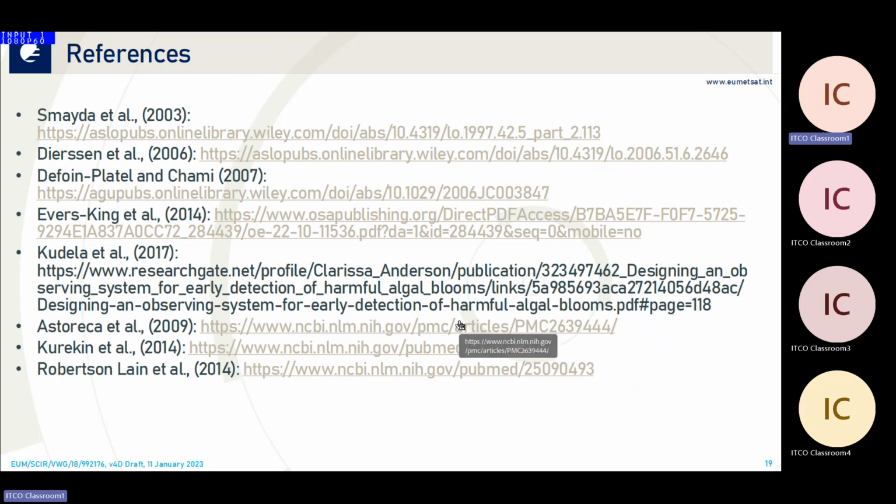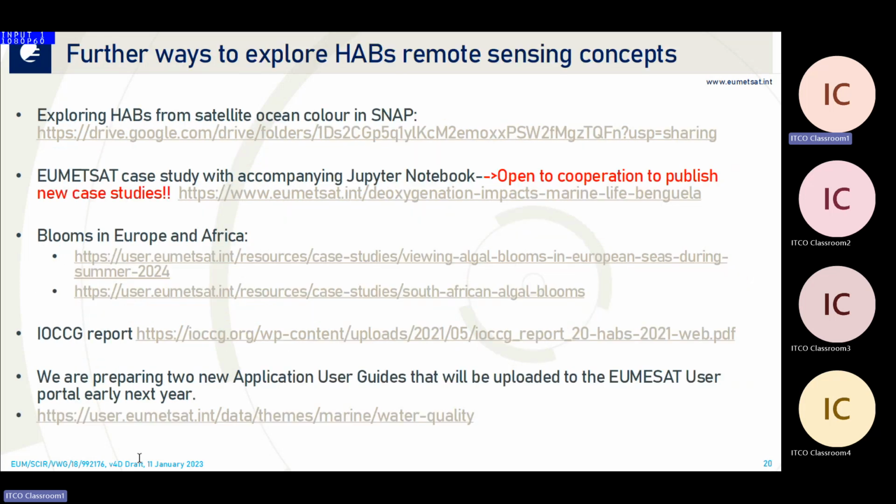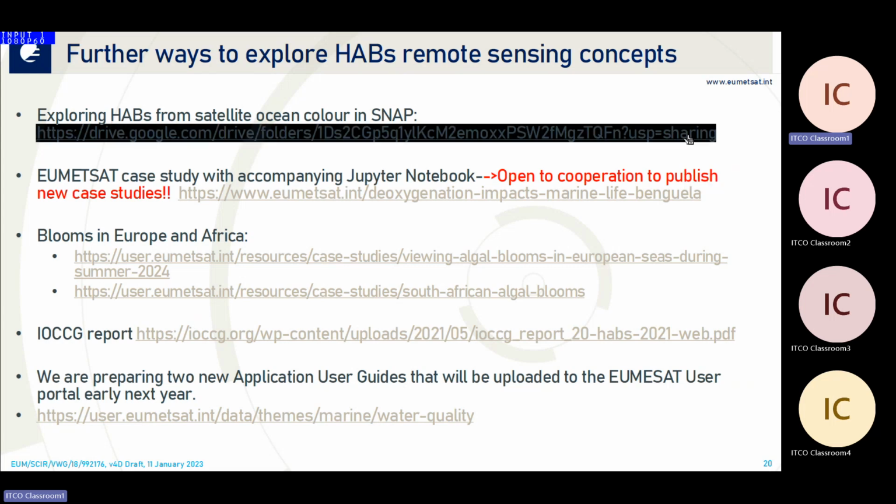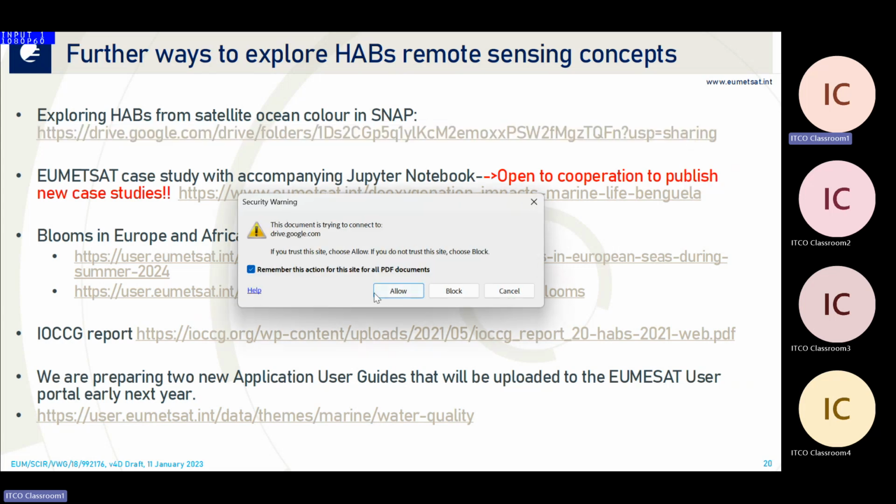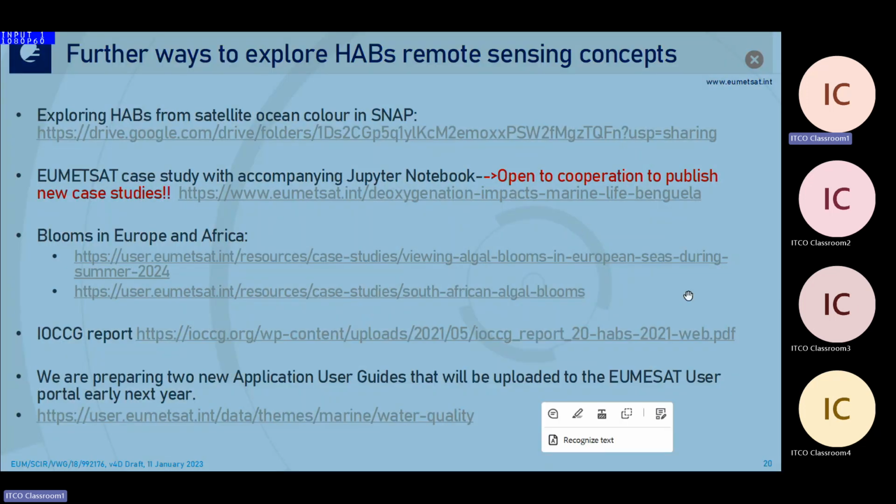There are some references here, including the work by Haley and other important references. And there are other links here. For instance, with this work. So Haley shared some material from her Google Drive. Maybe it's not working. No, because I need to be signed in, right?